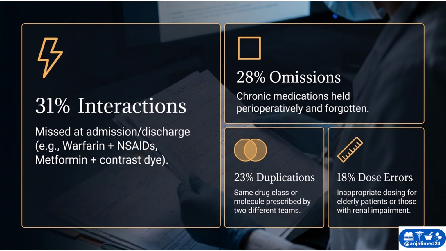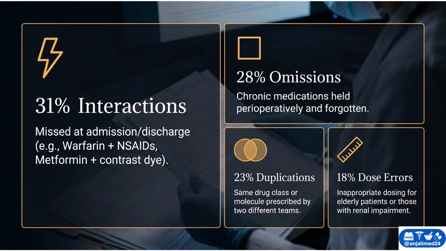Next are therapeutic duplications. 23% of medication errors result from duplicate prescribing. This commonly happens when multiple specialty teams independently prescribe medications from the same class without reviewing the complete medication history. Examples include two beta blockers, duplicate proton pump inhibitors, or overlapping anticoagulants. Duplications increase toxicity while offering little or no additional therapeutic benefit.